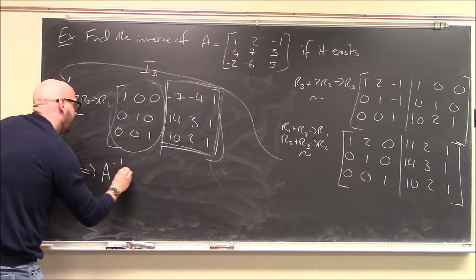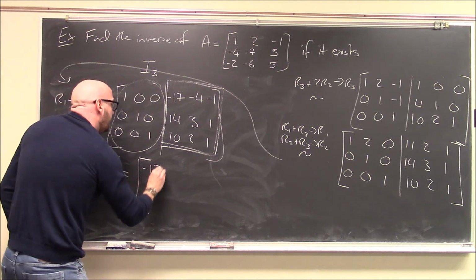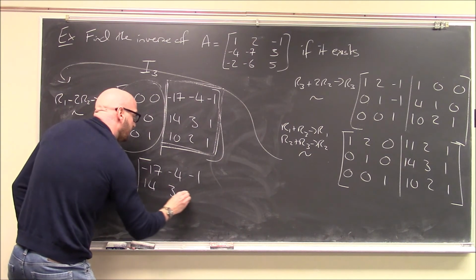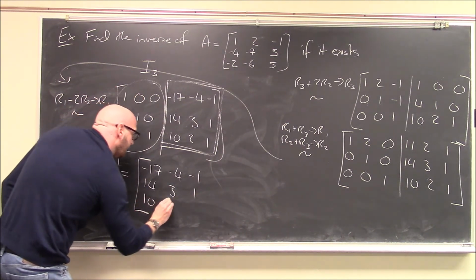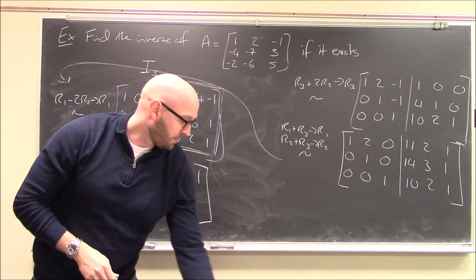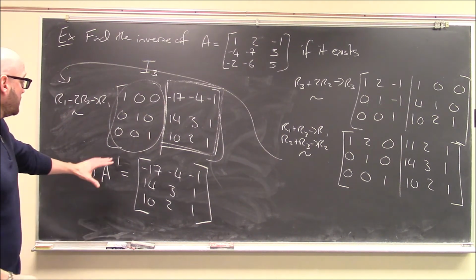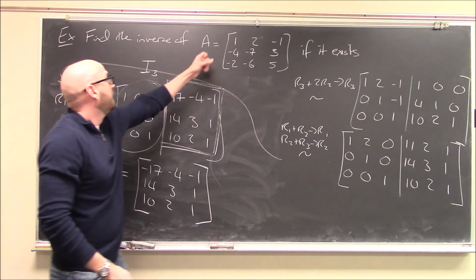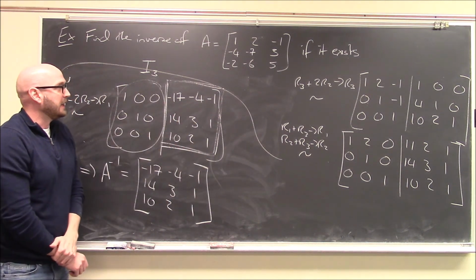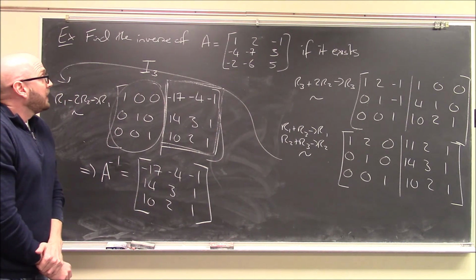So A inverse is minus 17, minus 4, minus 1, 14, 3, 1, 10, 2, 1. And that's the process. That's the algorithm. You can check this. Go ahead and multiply A by A inverse on the left and the right, and you'll find that the product is indeed the 3 by 3 identity matrix, so this is the inverse. You can check that. But that is the algorithm.